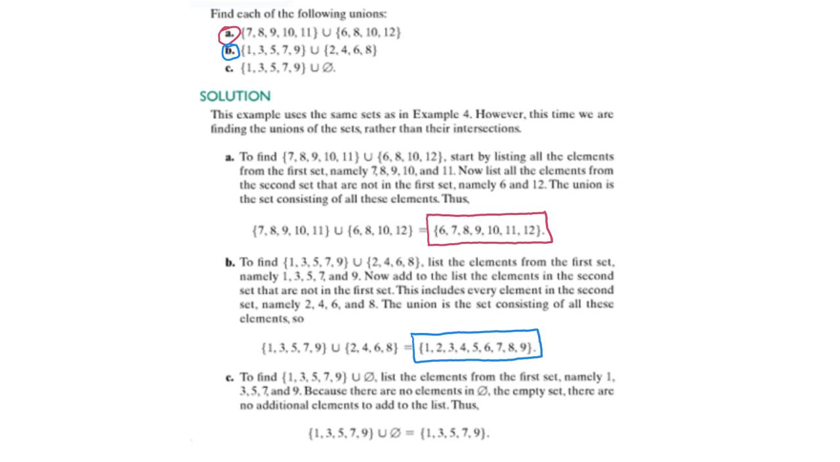All right, lastly, here we have part C, the set 1, 3, 5, 7, 9, union with the null set, or considered the empty set. When we're doing the union, we're going to end up with the exact same elements on here. So this is going to give you 1, 3, 5, 7, and 9. And that would be your final answer for part C. You have a set uniting with the empty set, your answer is going to be the original set.